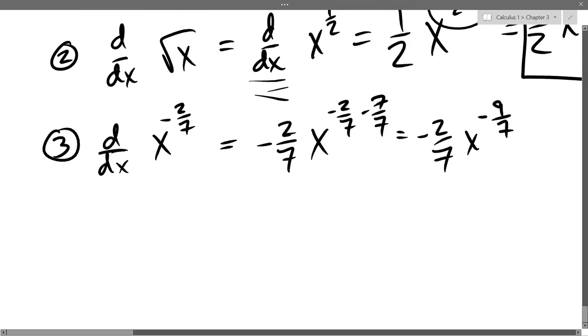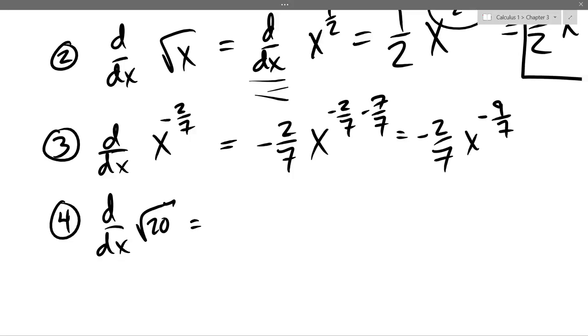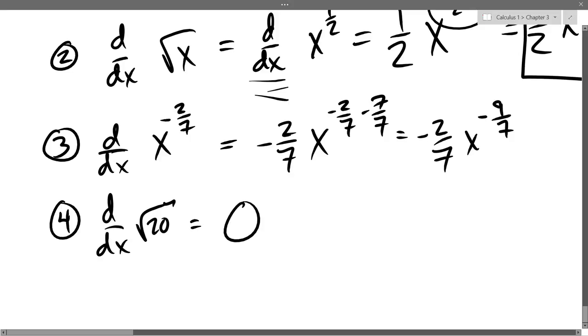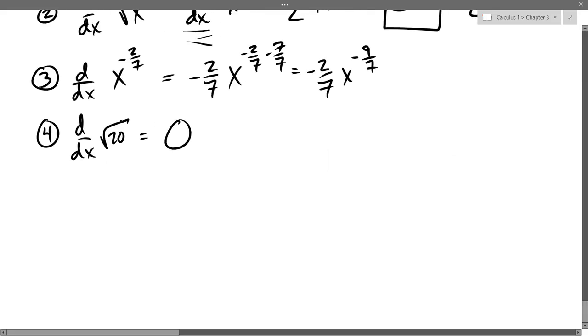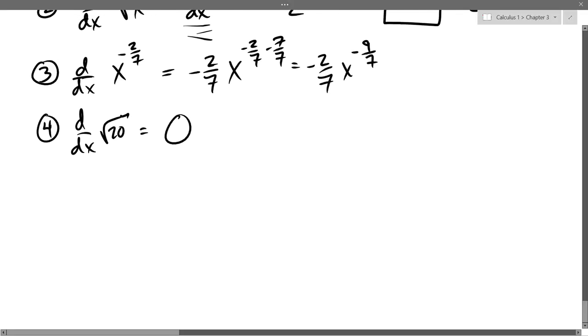And let's do what rule does this use? So square root 20, whatever number that is, it's just a number. So this is a constant right here. So what's the derivative of any constant, any number? Zero. So that was our constant. Derivatives are always zero. And what other rules did we have? Oh no. See, power rule, constant multiple. Ooh, constant multiple rule. Let's do an example from that.